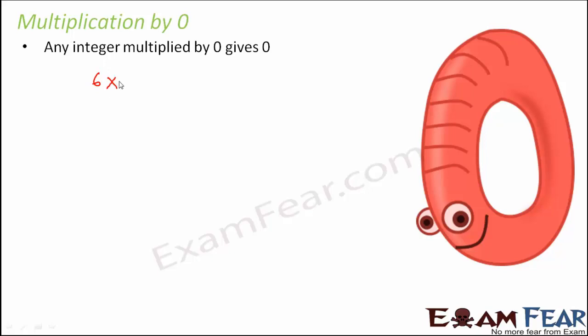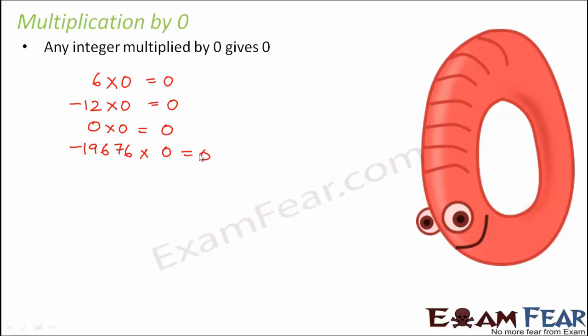So let us say 6 multiplied by 0 gives 0. Minus 12 multiplied by 0 gives 0. 0 multiplied by 0 gives 0. Minus 19,676 multiplied by 0 gives 0. So you take any number you want to. Once you multiply it with 0, the result is always 0.